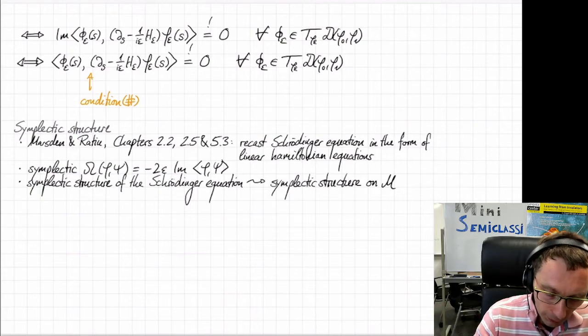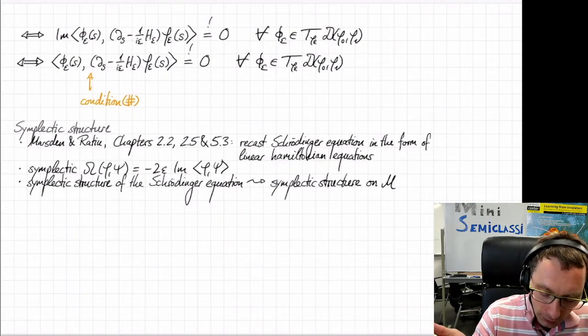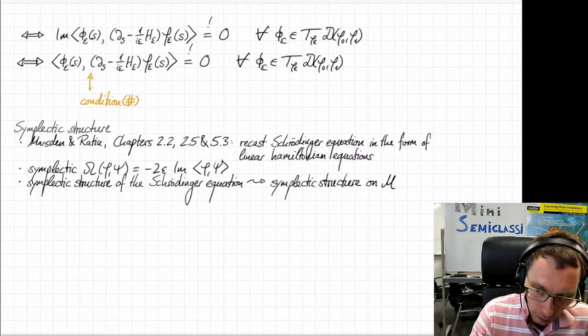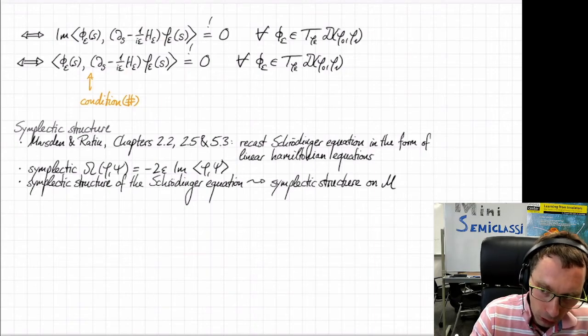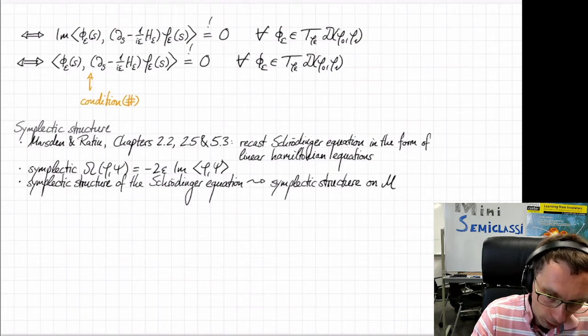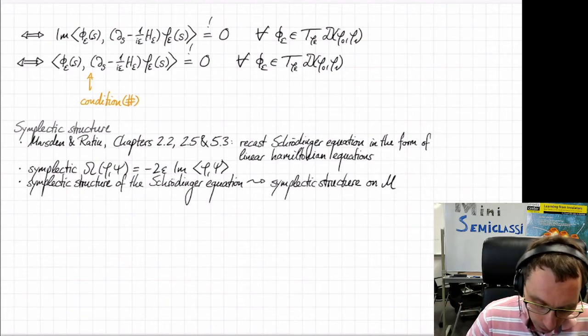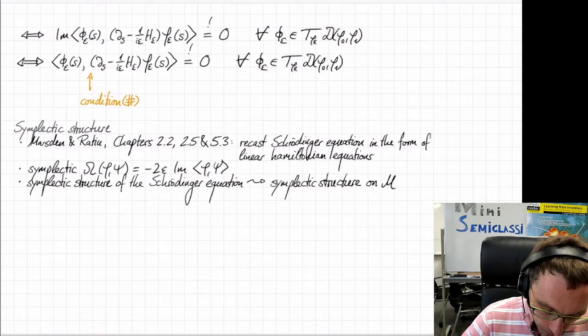And in case of semiclassical approximation manifolds, this leads to a symplectic structure. But it's not true that every system with a Poisson structure also has a symplectic structure. But the other direction is correct. So if you have a symplectic structure, then this induces a Poisson structure. Just to give you another idea how this translates.